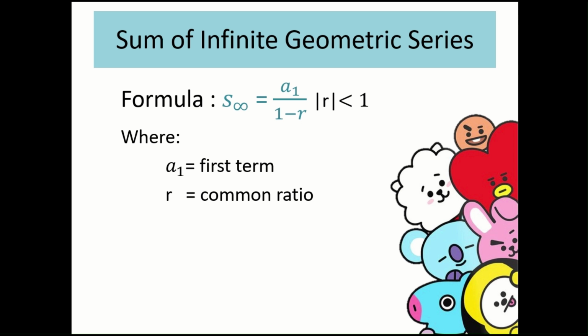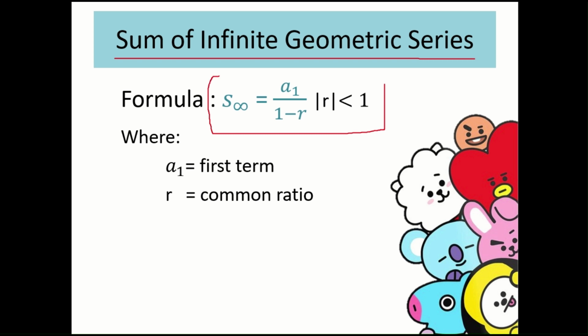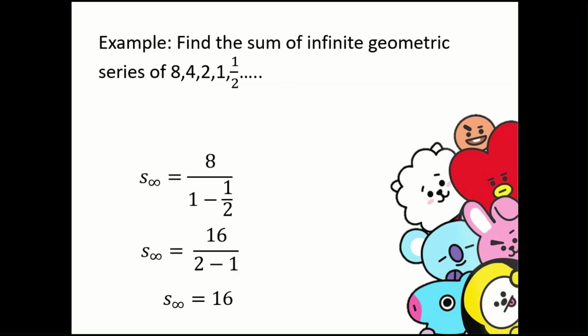We are now down to the sum of infinite geometric series. The one that we had earlier are the sum of finite geometric series. Here, there's a different formula again to follow. So everyone, I want you to take note of the formula carefully. A sub 1 is the first term again, and r is the ratio.